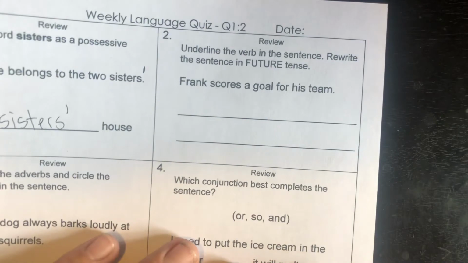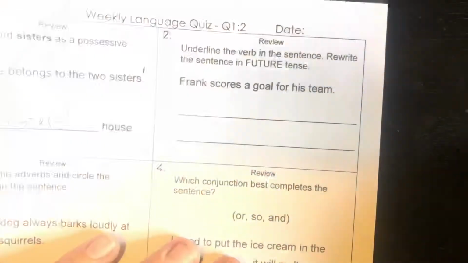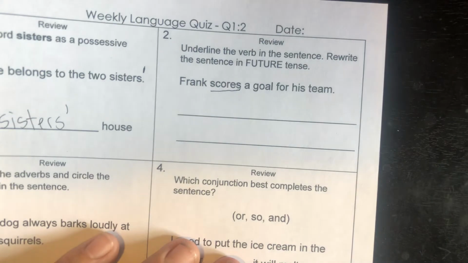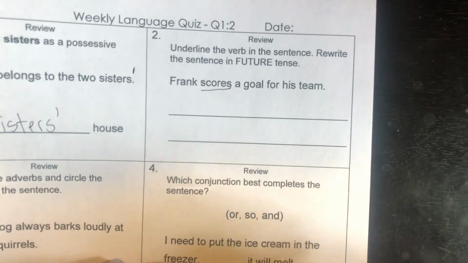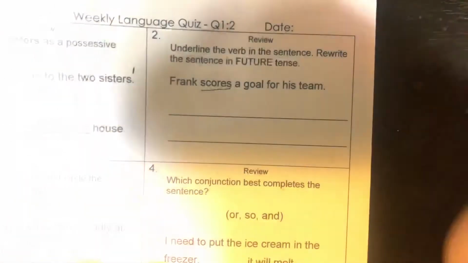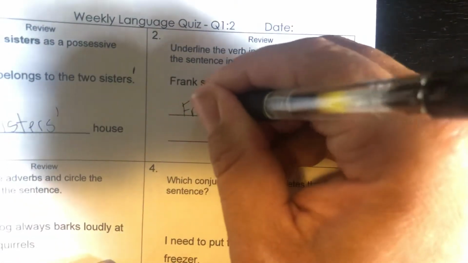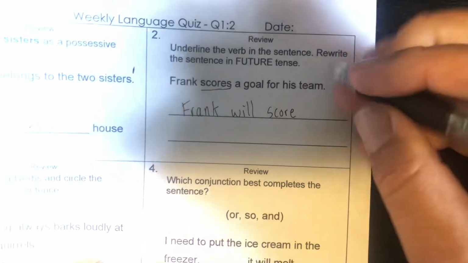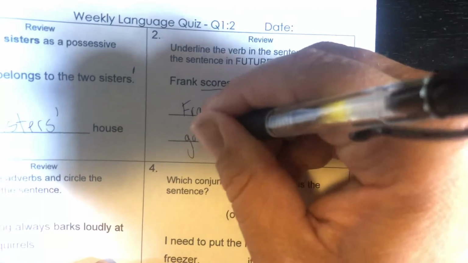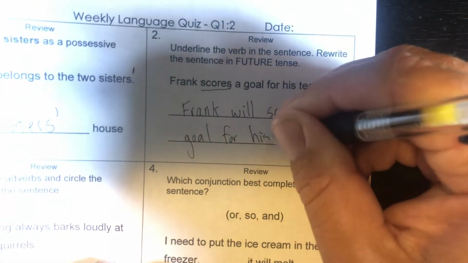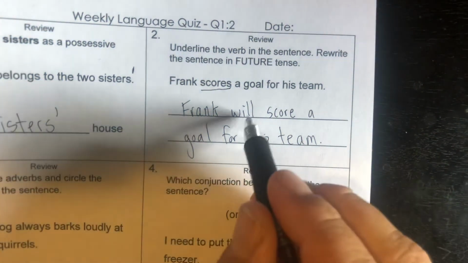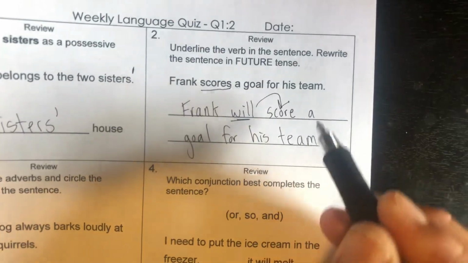Underline the verb in the sentence. Scores is the verb. And to make this the future, I'm going to need the helping verb will. So Frank will score a goal for his team. So you use the helping verb will in front of the main verb score.